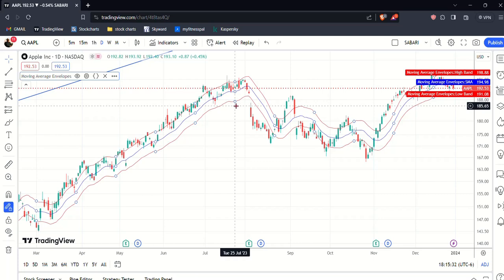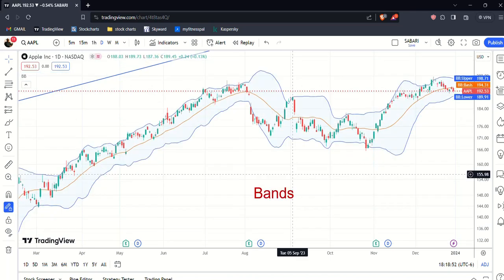What is the limitation of percentage envelopes? We are actually using a fixed percentage to calculate the envelope, right? Fixed percentage above the moving average, fixed percentage below the moving average. It does not account for volatility, which is a limitation.